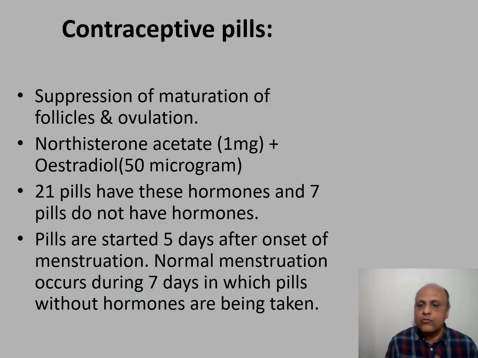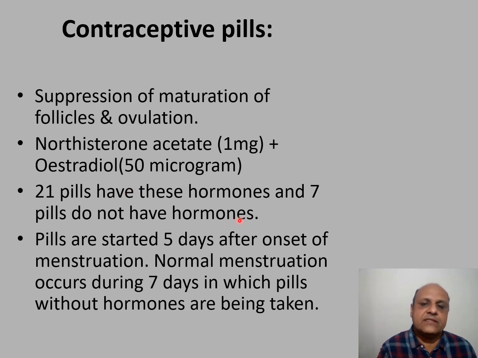Now those who don't want to conceive, for them contraceptive pills are given to those ladies. So what do they do? They suppress maturation of follicles and therefore ovulation. So we want to suppress ovulation there. These pills contain norethisterone acetate and estradiol, and the strength is 1 milligram and 50 microgram respectively.